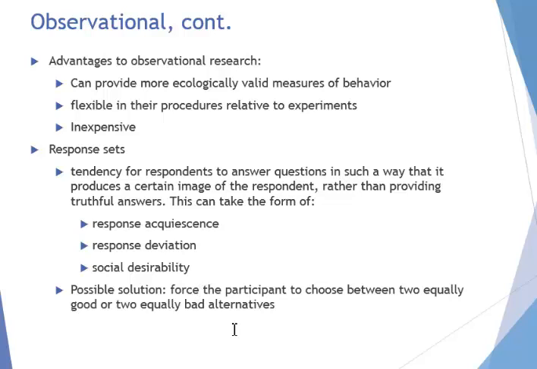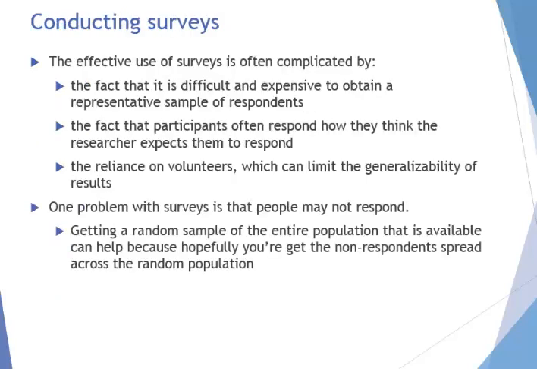One possible solution is to force the participants to choose between two equally good or equally bad alternatives. For example, if you're testing gun control, rather than saying, do you think people should carry guns or not carry guns, which maybe sounds like the better answer is to not carry guns, you can say, is it better to protect yourself, carry self-protection, or something like that, where it doesn't sound as bad, so people may be less opposed to revealing their opinion.